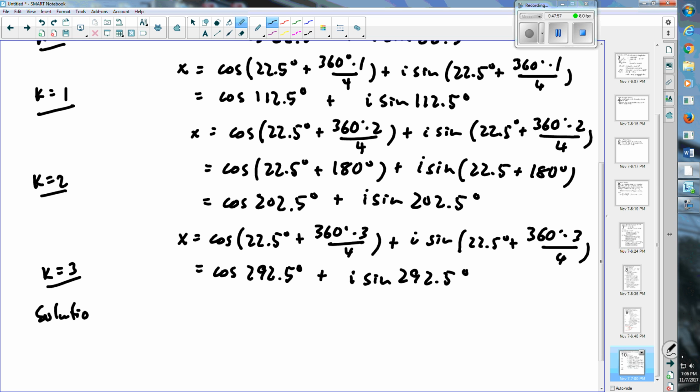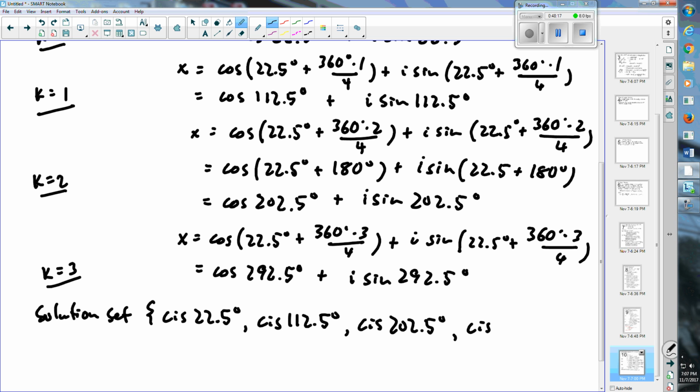So we can think of the solution set. I'll put it in the CIS form. We have CIS 22.5 degrees, then CIS 112.5 degrees, CIS 202.5, and then the last one was 292. So CIS 292.5 degrees. And there we go.